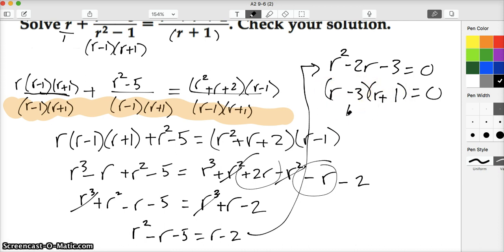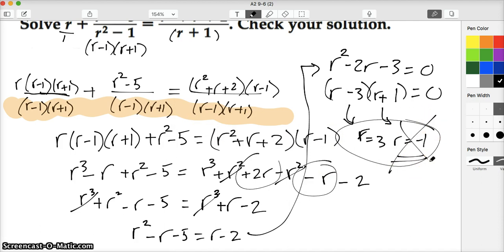That looks good. And then we see that our zeros would be r is equal to 3 and r is equal to negative 1. And you know what we do? We've got to check our answer. And the real place of concern is that denominator. We want to see if any of these will make our denominator 0. And we see we do have one. This answer cannot work.